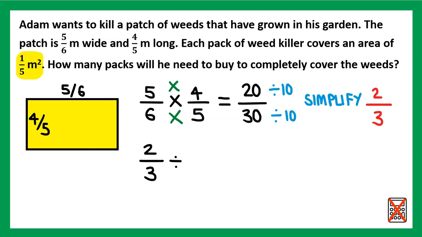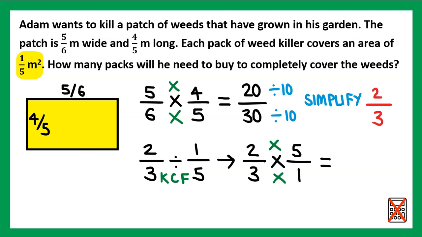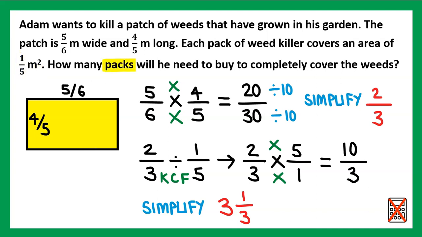So we'll need to do 2/3 divided by 1/5. Using keep, change, flip, I can change the calculation to 2/3 multiplied by 5/1. Multiplying the numerators is 10 and the denominators is 3. This can be simplified by writing it as a mixed number. 3's go into 10 3 times with a remainder of 1, so that would be 1/3. And since you will only be able to buy packs in whole amounts, we will need to round this number up to make sure that we completely cover all of the weeds. So we will need to purchase 4 packs.